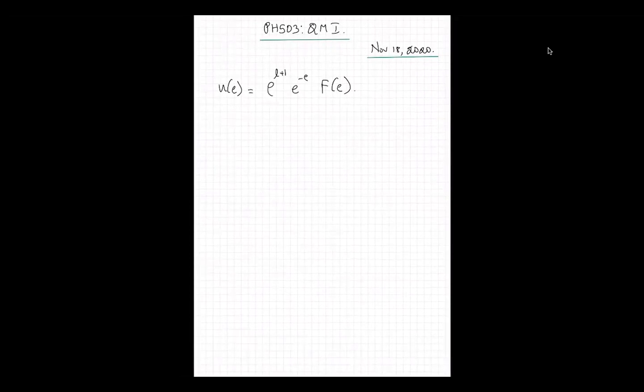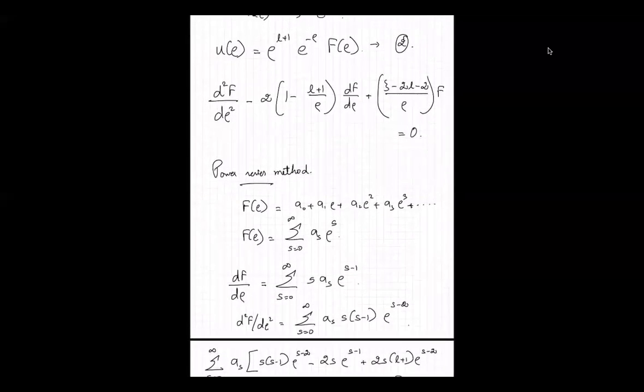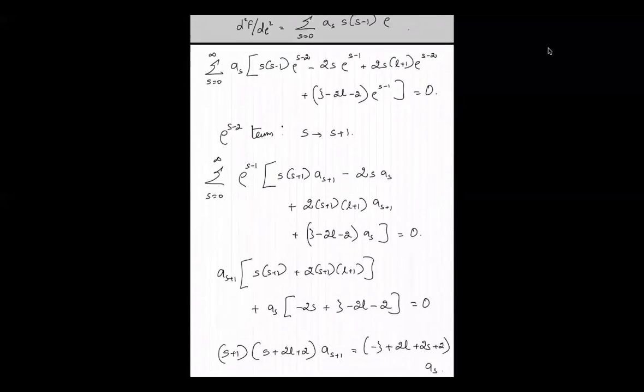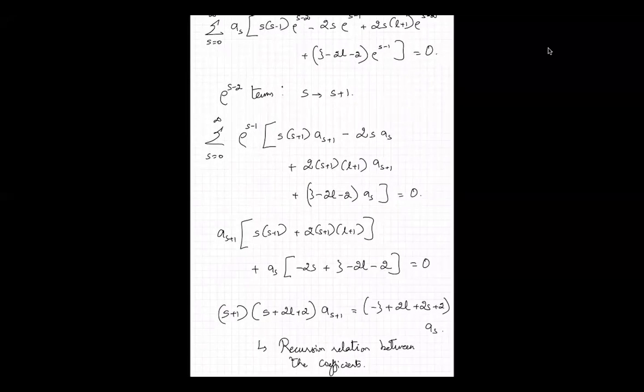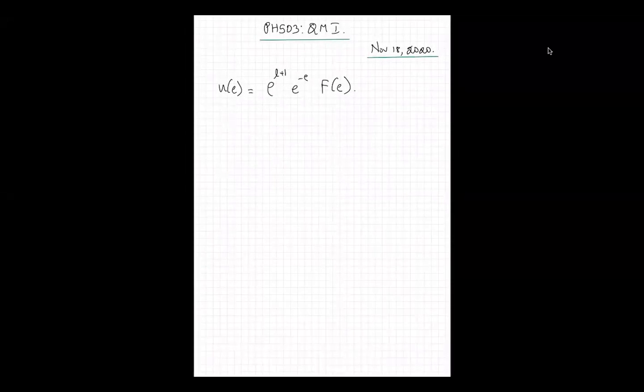To find F of rho, we set up the differential equation for capital F and we tried a power series. The power series gave us a relation between the successive coefficients. This is called the recursion relation between the coefficients, and this is the place where we stopped last time. So let me write this recursion relation again. A_{s+1} equals minus C plus 2L plus 2s plus 2 times A_s.